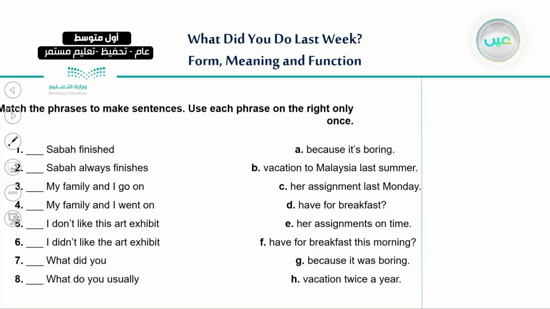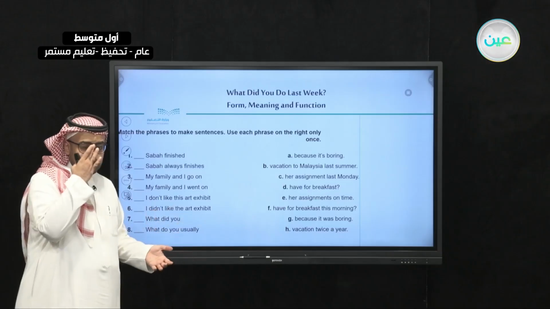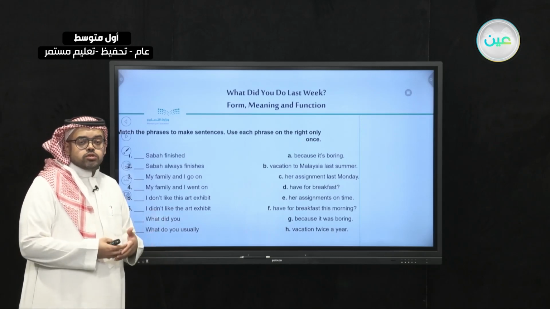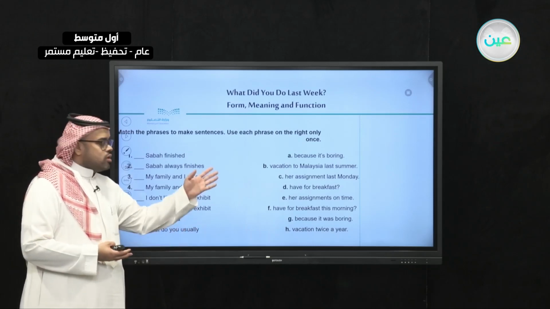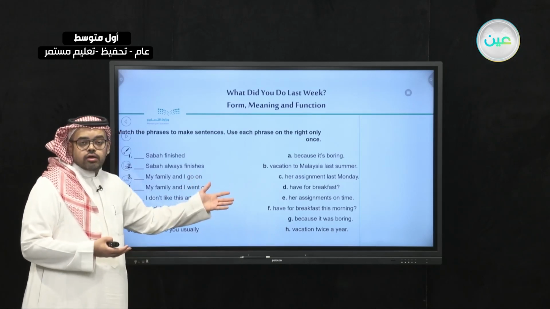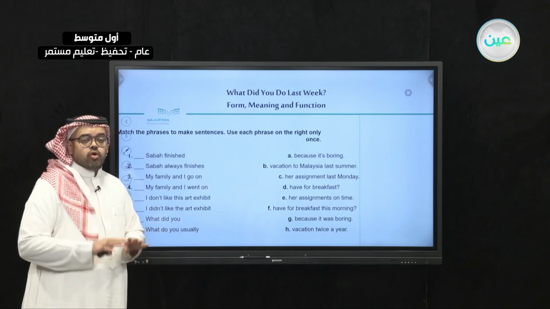So here we have number 1, Sabah finished. Number 2, Sabah always finishes. Number 3, my family and I go on. And number 4, my family and I went on. And number 5, I don't like this art exhibit. And number 6, I didn't like the art exhibit. Number 7, what did you? And number 8, what do you usually? So as you can see, some of these phrases have been written in the simple past and some of them in the simple present. So what we need to do is try to match each of these with the suitable clause here. And the most important thing is that they both have the same tense.